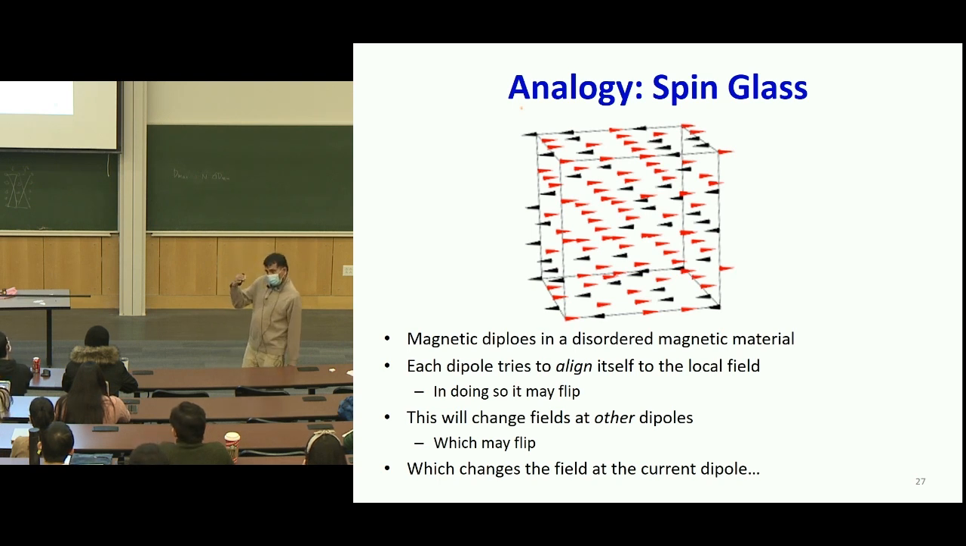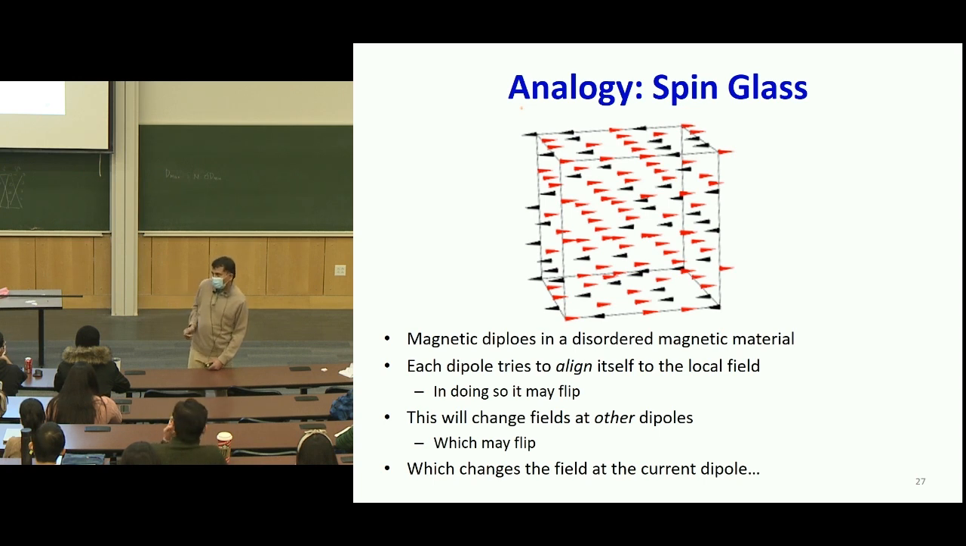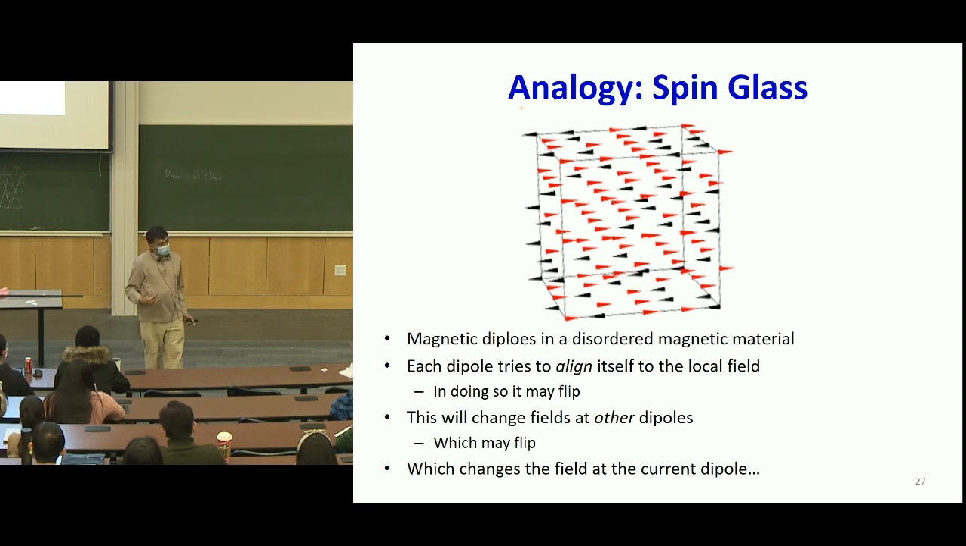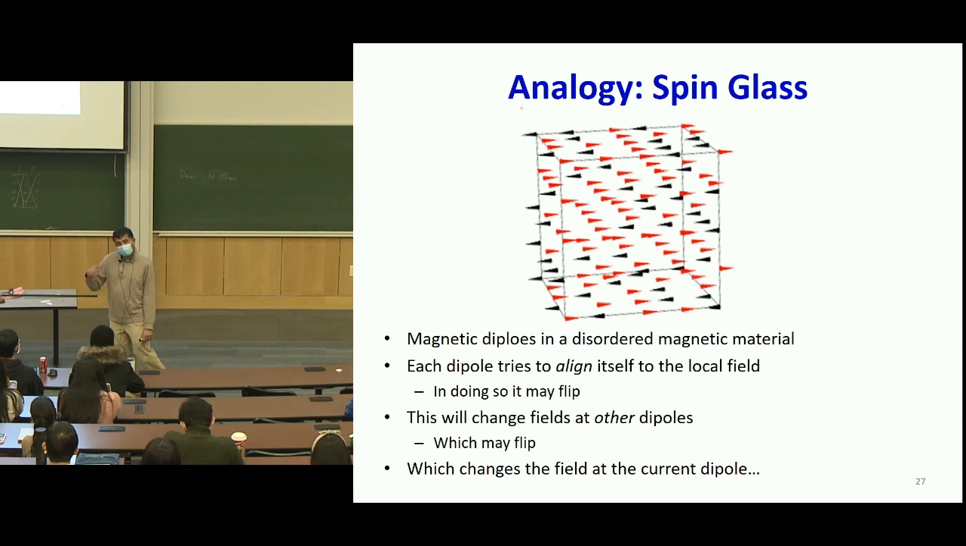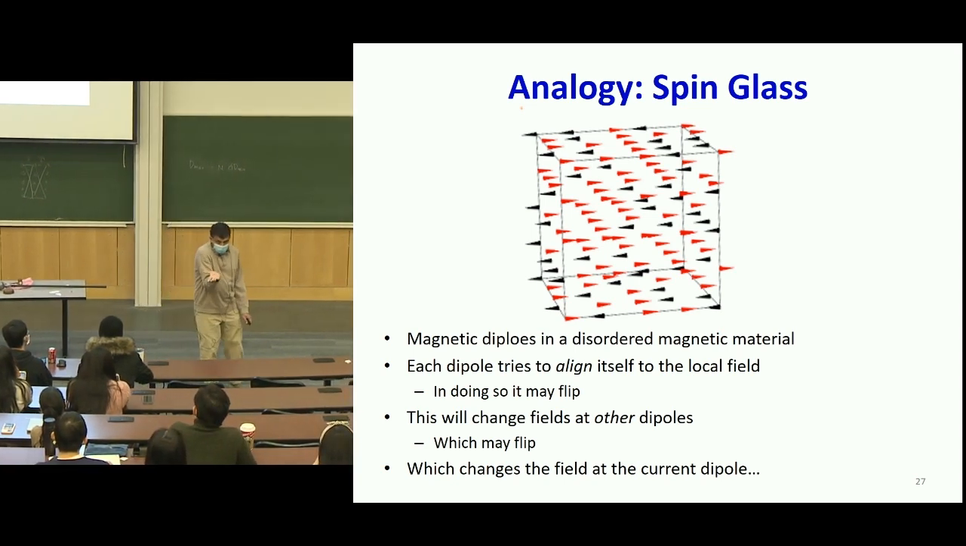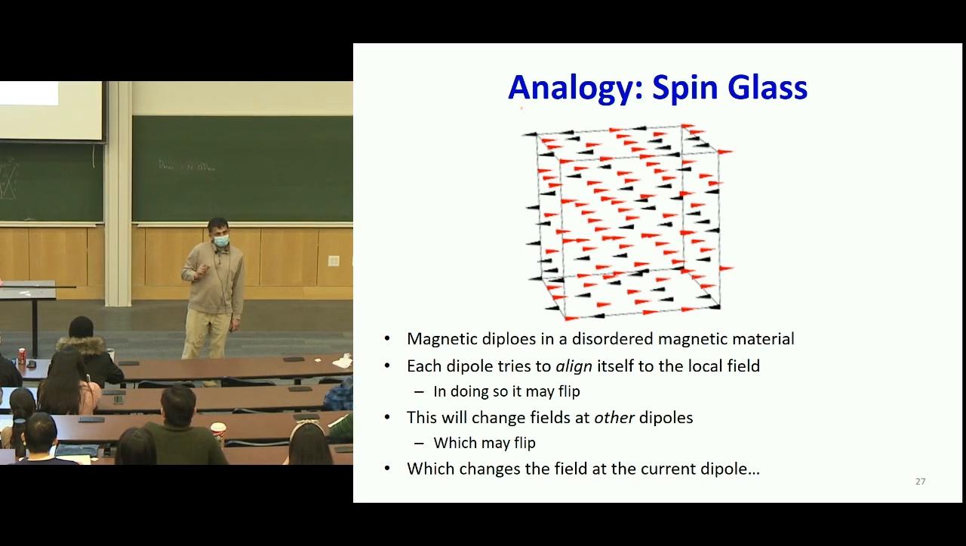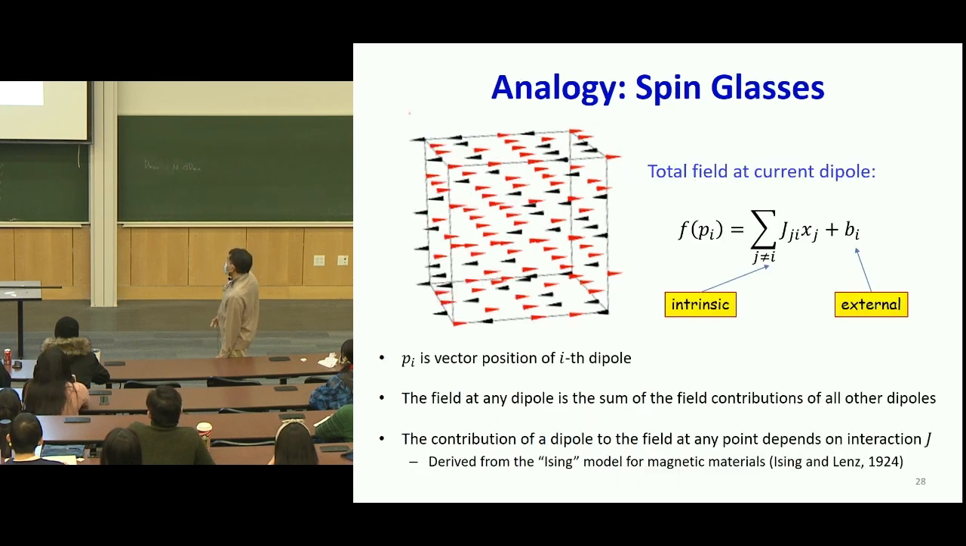So each of these magnetic molecules is a dipole because it's a magnet. It's going to try to align itself with the local field, and if the dipole is, say, north-south, and the field is south-north, it's going to flip, right? Now it's aligned with the field. But when it flips, where did the field itself come from? The field has two components. The field is a result of the magnetic field from all the other dipoles, the local field, plus whatever external influence you might have. So when this dipole flips, it's going to change the field everywhere else. And now those dipoles are going to flip. And this whole evolution can continue. So this is called a spin glass.